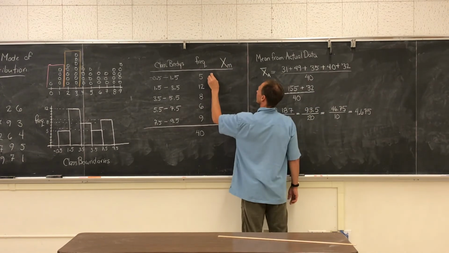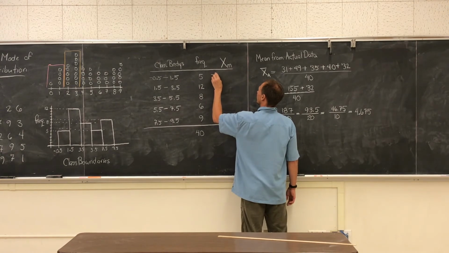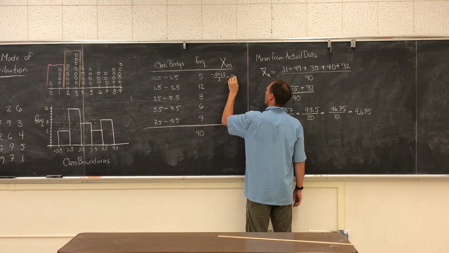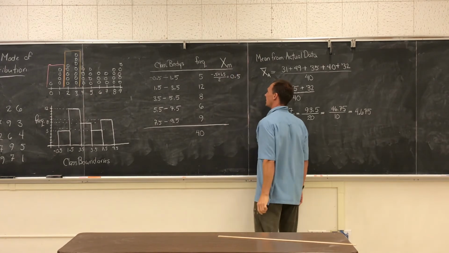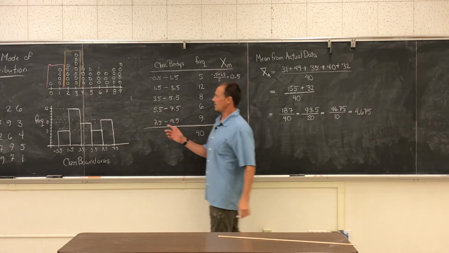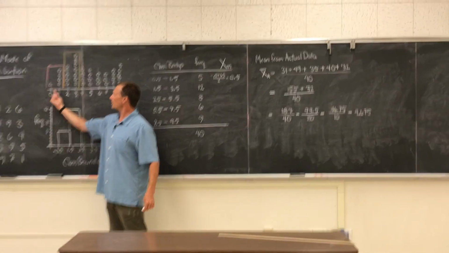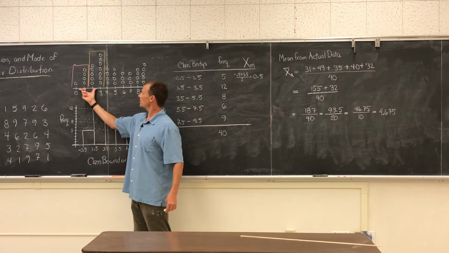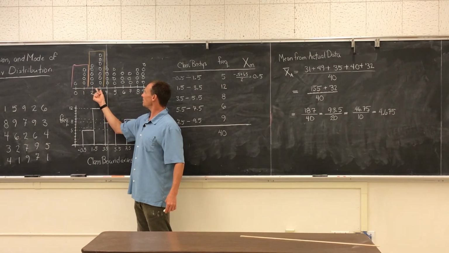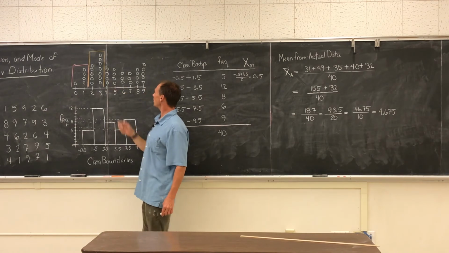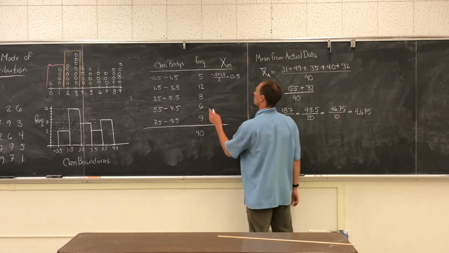So what we did is we took negative 0.5 plus 1.5. We add those, we divide by 2, and we get 0.5. And now think of this. The class width here is 2. Well, if I'm starting right here, I'm going to move 2 units. That's going to be 2.5, 4.5, 6.5. But let's see if that works out with the arithmetic.